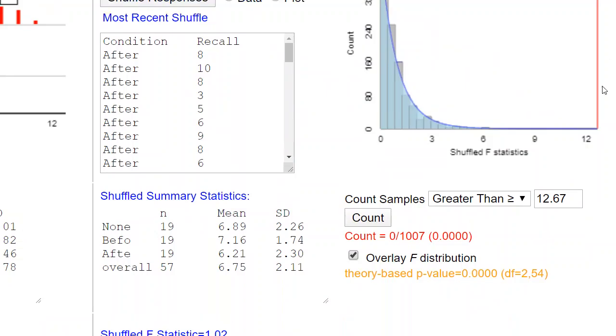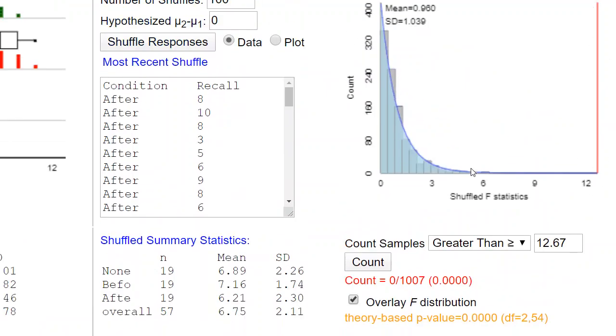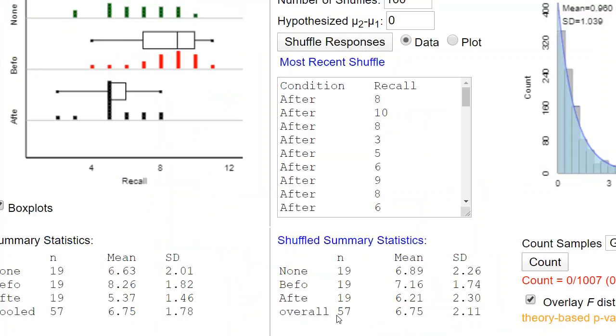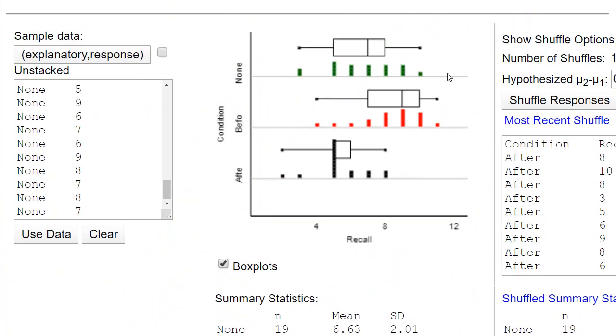And actually, we have much stronger strength of evidence. This is way farther in the tail than it was for the MAD statistic because it is factoring in the standard deviations from the data. Okay, so now we've got extremely strong evidence that at least one of these 3 groups is different from the others. Maybe they're all different, I don't know, but at least one of them is different.